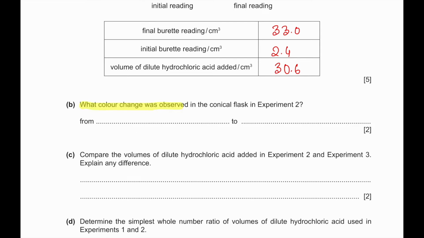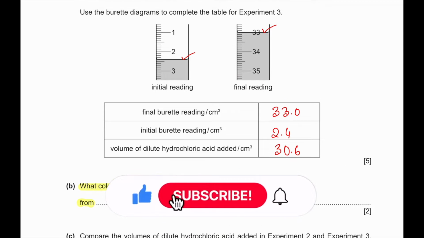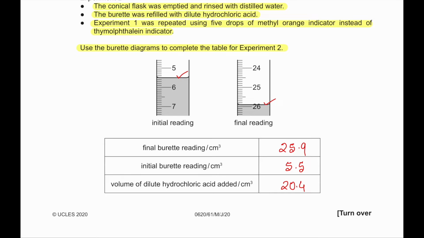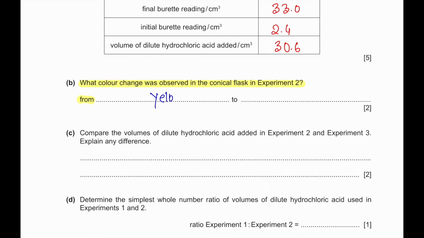Part B. What color change was observed in the conical flask for experiment 2? From experiment 2, since we are using methyl orange, methyl orange gives a yellow color in a base, and for acidic conditions, methyl orange gives orange or red or pink. Any one of them is the correct answer.